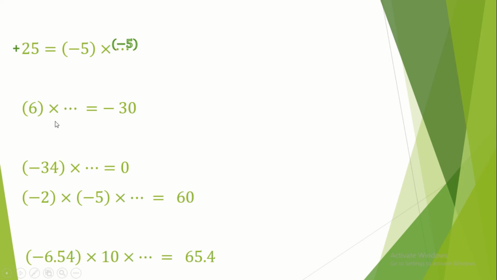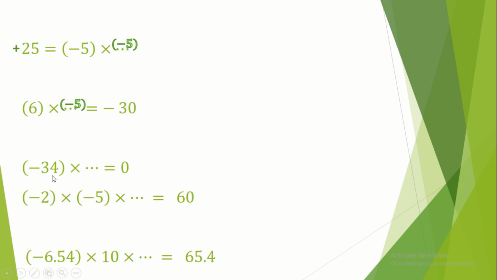Well, now 6 times what gives us minus 30? Here we have minus. There's no sign in front of 6, so it's a plus 6. Well, what should we multiply by plus to give us minus? It's minus. Now what should we multiply by 6 to give us 30? It's 5. So we write minus 5, sure, between parentheses, since we have two signs next to each other.